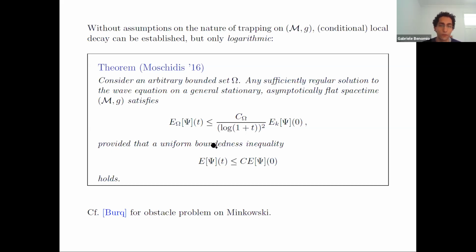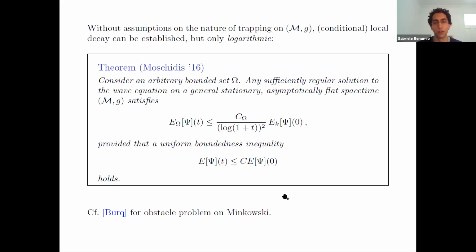So if we go back for a second to the analogy with the obstacle problem, these results should be seen as the analog of a classical result by Burke that claims that regardless of the geometry of an obstacle in Minkowski space, one can always establish logarithmic local energy decay for linear waves. So the trapping geometry of the obstacle can be in principle as bad as you want, but you'll always be able to prove at least logarithmic decay for waves, where boundedness on Minkowski can be trivially established just by conservation.